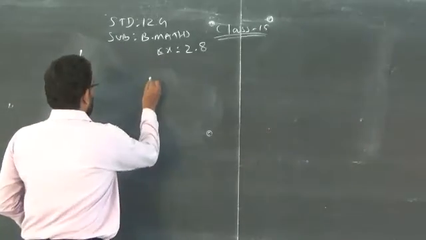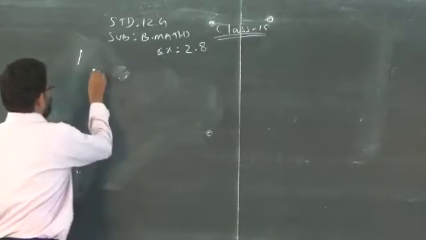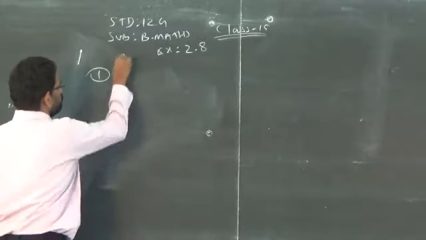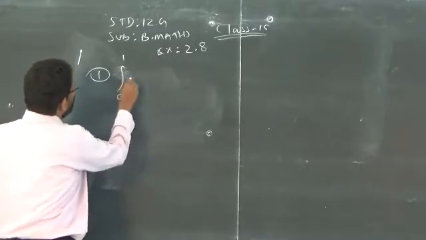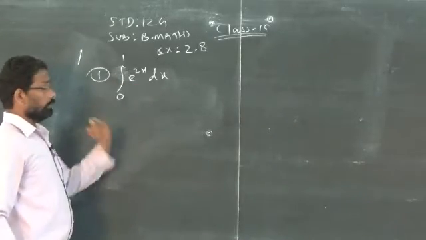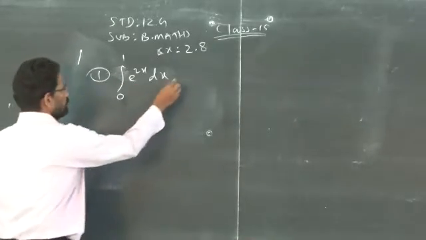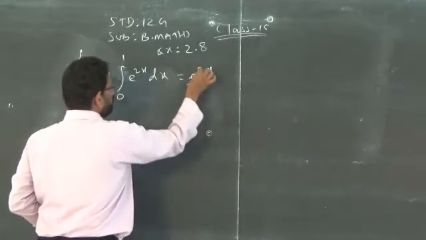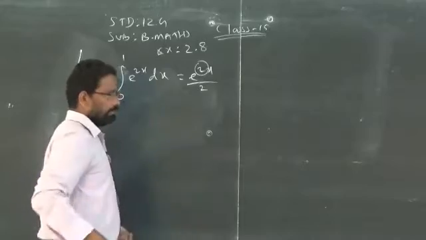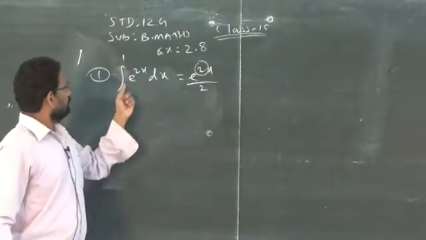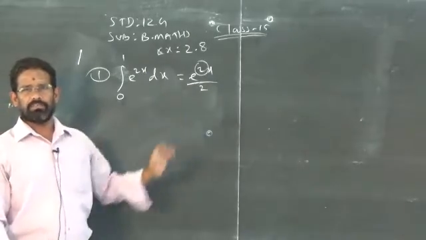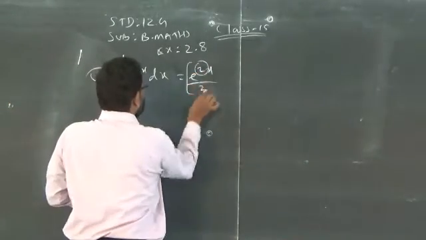So, I am straight away starting from question number 1, that is integration 0 to 1 e power 2x into dx. So, very simple. What is the integration of e power 2x? Normal integration. E power 2x is e power 2x. Then differentiation of 2x is 2. Don't put plus c because here the limits are given. When the limits are given, you don't use plus c. Clear?